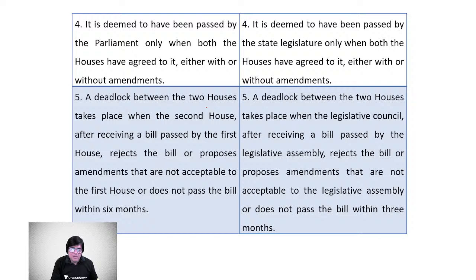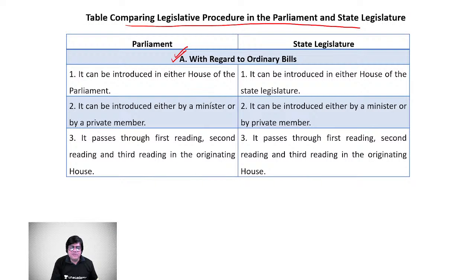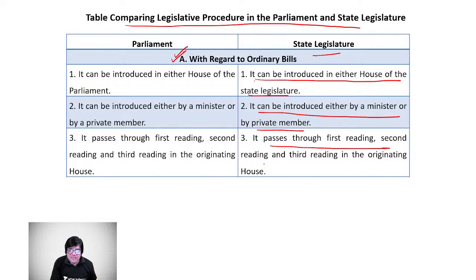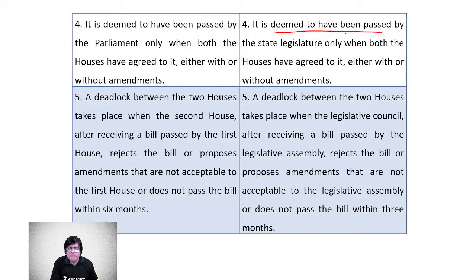But yes, we can scan through in order to understand that the ordinary bill, for example, in the state legislature can be introduced in either house. It can be introduced either by a minister or by a private member, and it passes through the first reading, second reading, and third reading in the originating house. Then it is deemed to have been passed by the state legislature only when both the houses have agreed to it, either with or without amendments.